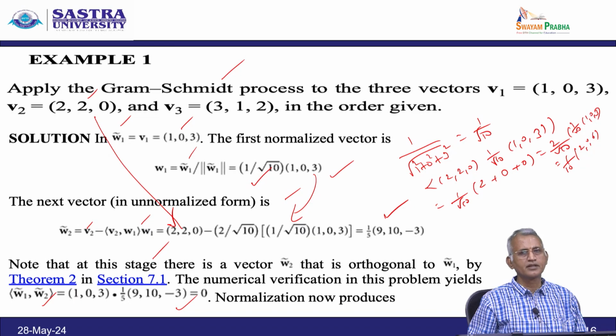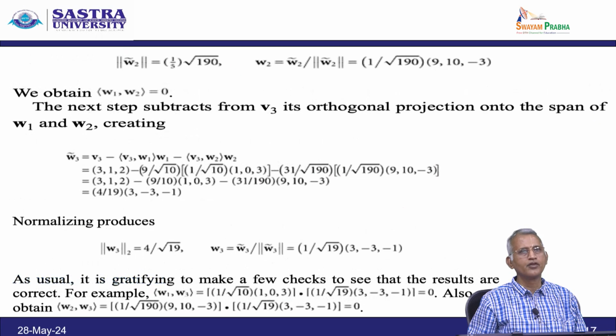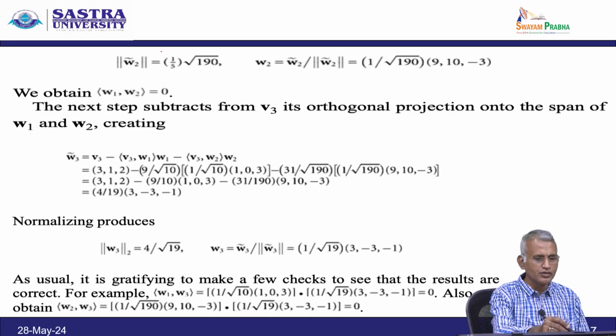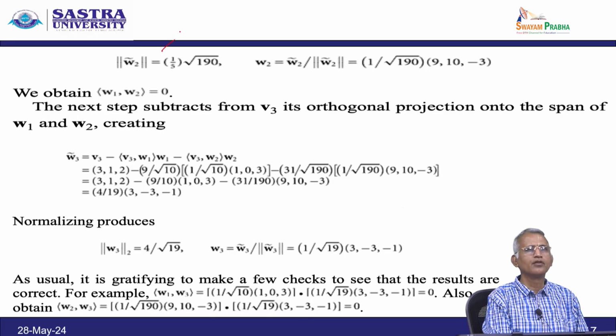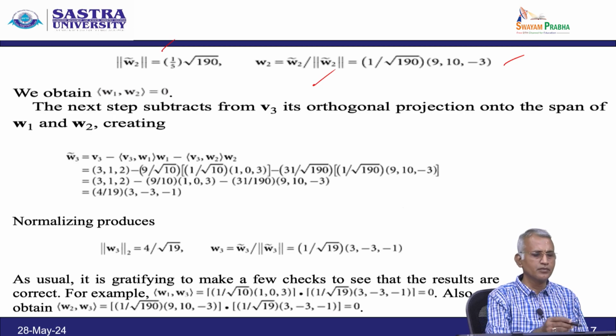Now normalization produces the norm of W2 equal to 1 by root of 190. Therefore, W2 equals W2 by the norm of W2, which is equal to 1 by root 190 of (9, 10, minus 3). From this you can see that the inner product of W1 and W2 becomes 0.